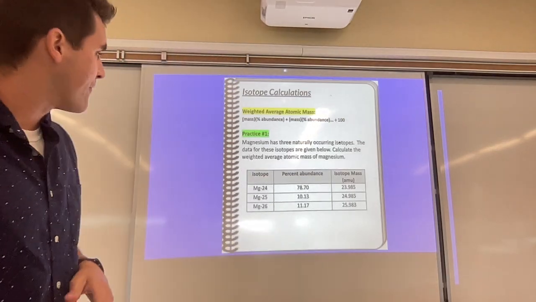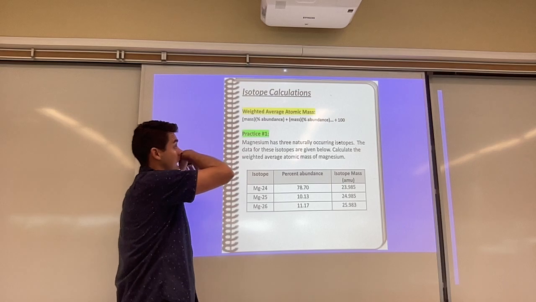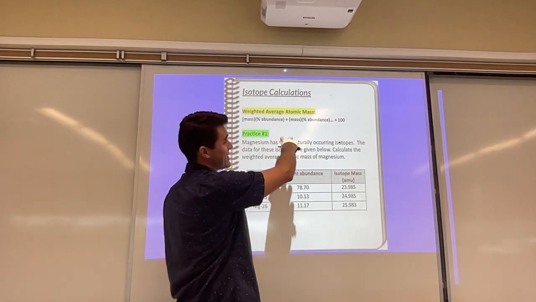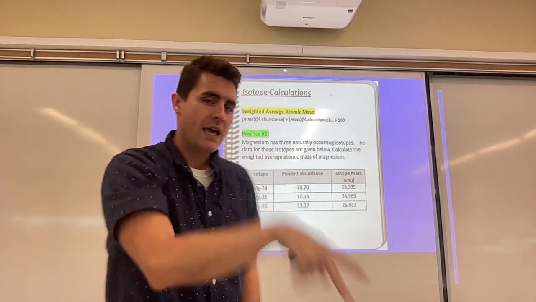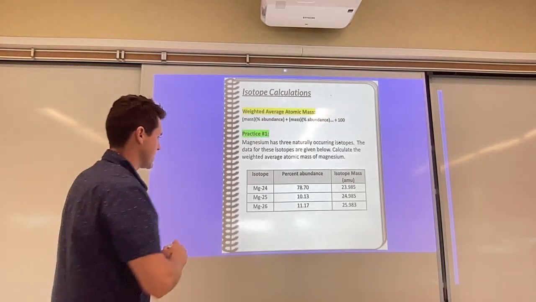Let's find out the average atomic mass of magnesium. My equation for average atomic mass is the mass of the isotope multiplied by its percent abundance. We take the sum of all isotopes and divide it by 100 to find the mass itself. Let's go ahead and see what this looks like.